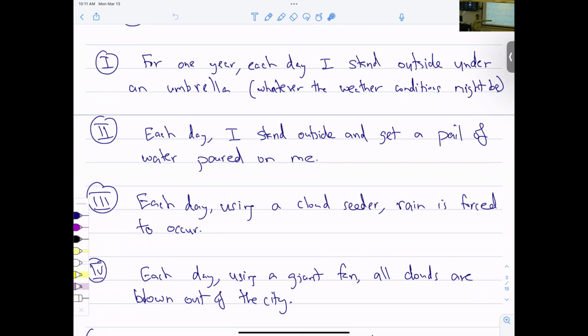Every day I stand outside and get a bucket of water poured on me. Okay, that's experiment 2. Experiment 3. Using a cloud seeder, rain is forced to occur every day. Okay. Experiment 4. There's a giant fan and all clouds are blown out of the sky. These are 4 interventions we are talking about. Of course, these are cartoon interventions, but makes the point of changing one of these variables.